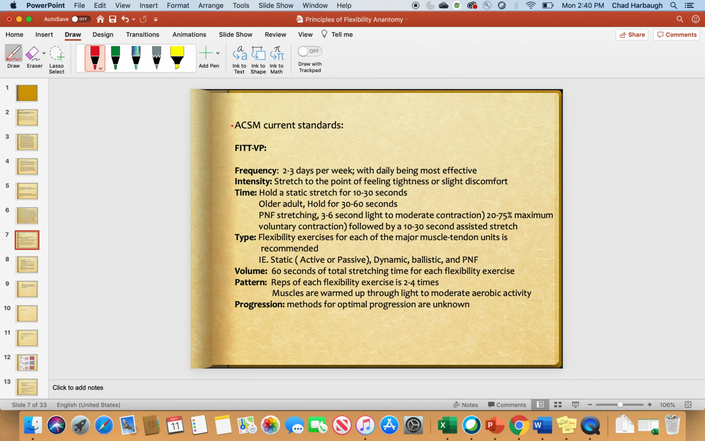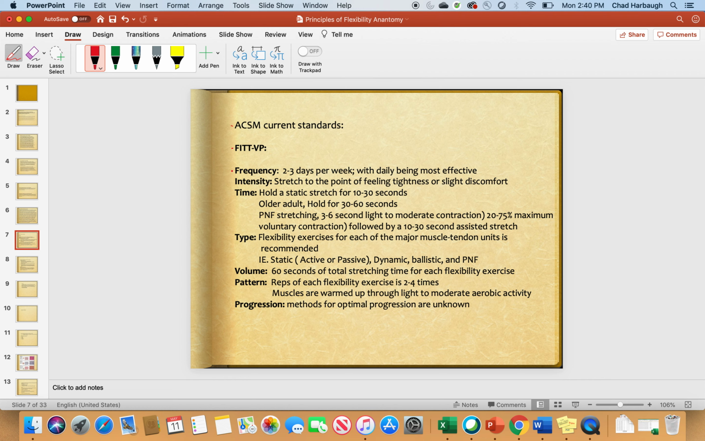All flexibility should be done after properly warming up anywhere between 5 to 10 minutes, or during a cool down session after your exercise program has been completed. When looking at the American College of Sports Medicine standards, we adopt the FIT principle, which is frequency, intensity, time, type, volume, pattern, and progression.